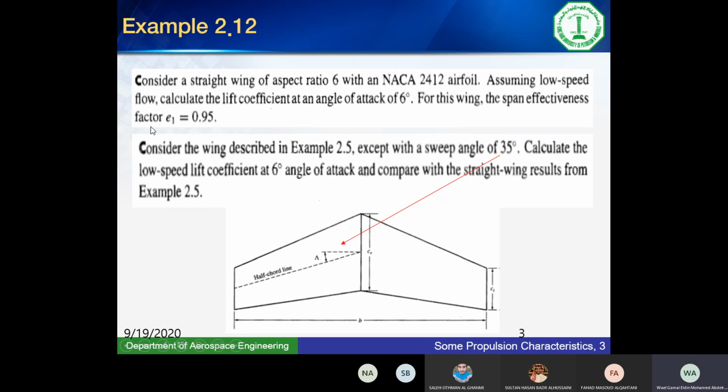Can anyone remind me what is that span effectiveness? What's the 0.95? Span effectiveness. Anyone?